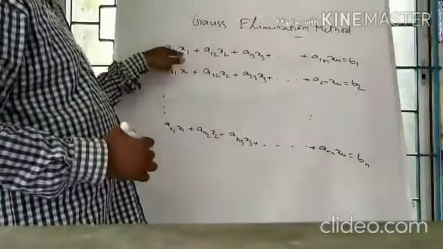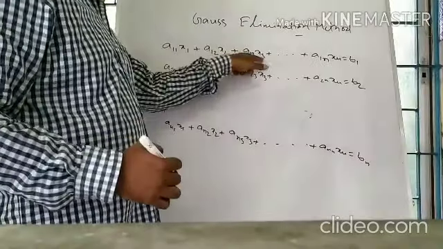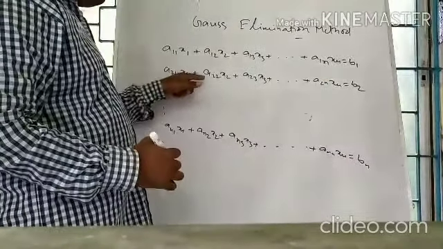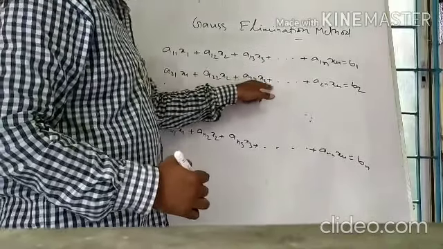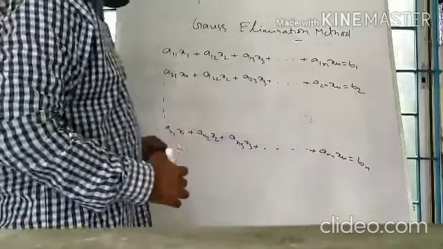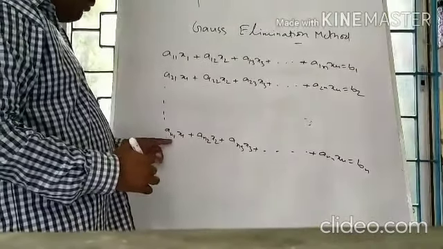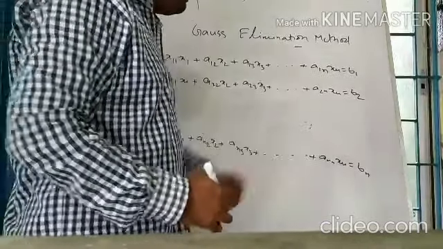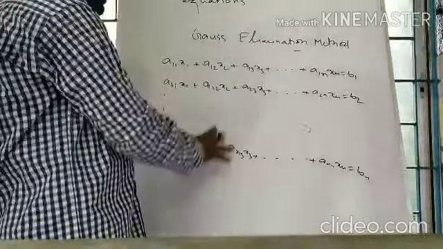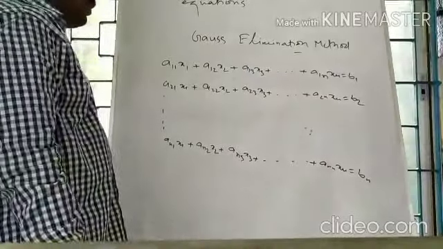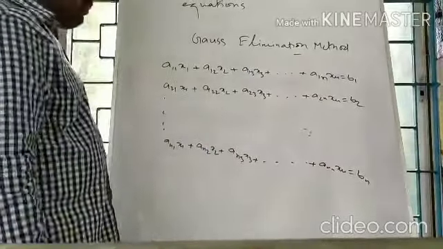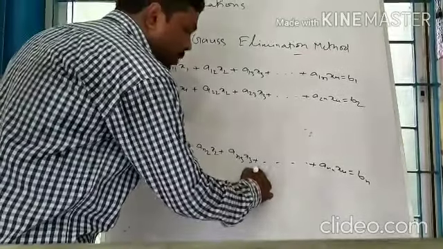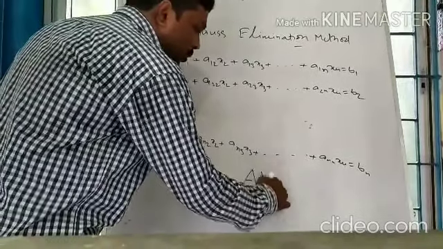So we have n equations, n variables. Now this system of equations can be written in the form of Ax equals b.